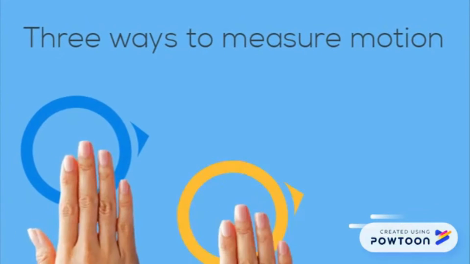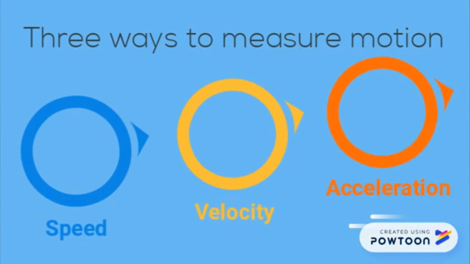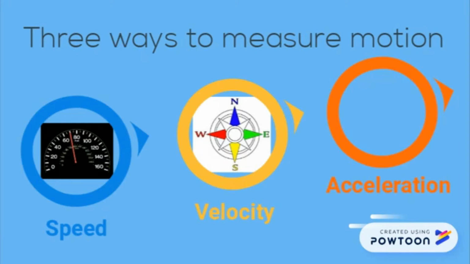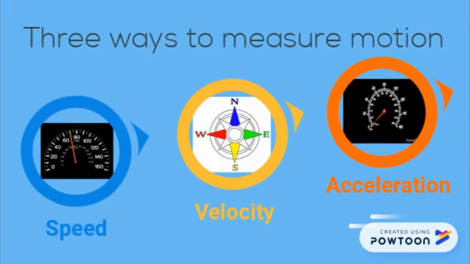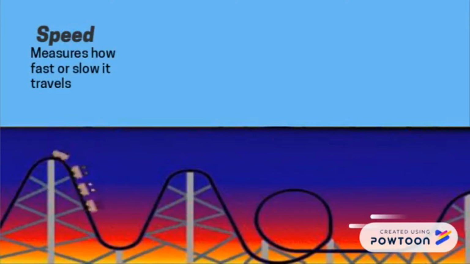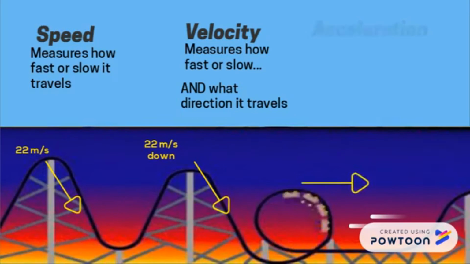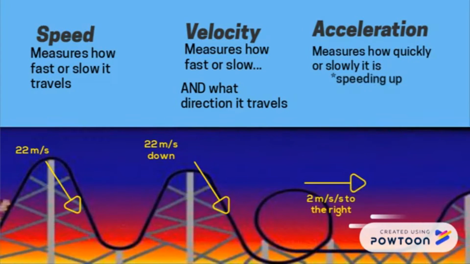There are three ways to measure motion: speed, velocity, and acceleration. You can measure speed with a speedometer, but to measure velocity, you need a speedometer and a compass. To measure acceleration, you need a moving speedometer needle or compass needle. Let's use the roller coaster as an example. To measure speed, you want to know how fast it travels. Velocity measures how fast or slow and in what direction. And acceleration measures how quickly or slowly it's speeding up, slowing down, or changing direction.